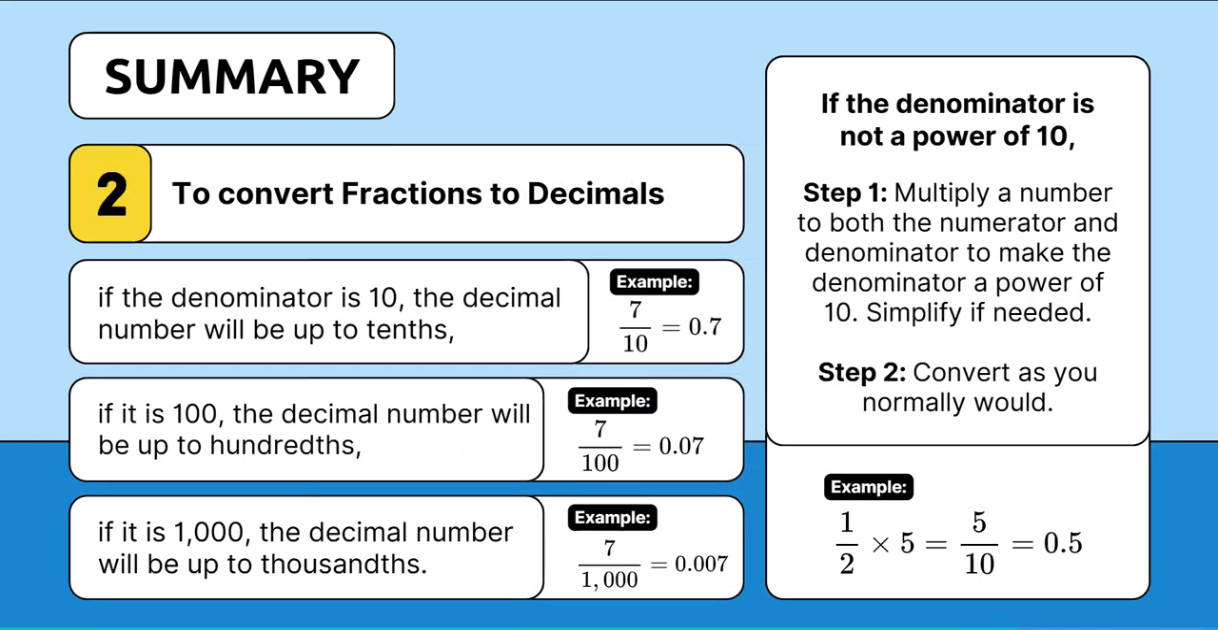Now, let's see how to convert fractions to decimals. If the denominator is 10, the number will be up to tenths. If the denominator is 100, the decimal number will be up to hundredths. If it is 1000, the decimal number will be up to thousandths. If the denominator is not a power of 10, you can multiply a number to both the numerator and denominator to make the denominator a power of 10. Simplify if needed, as we have done before.